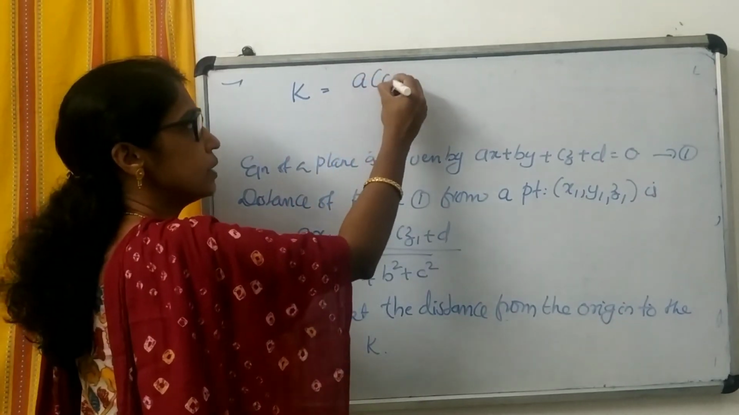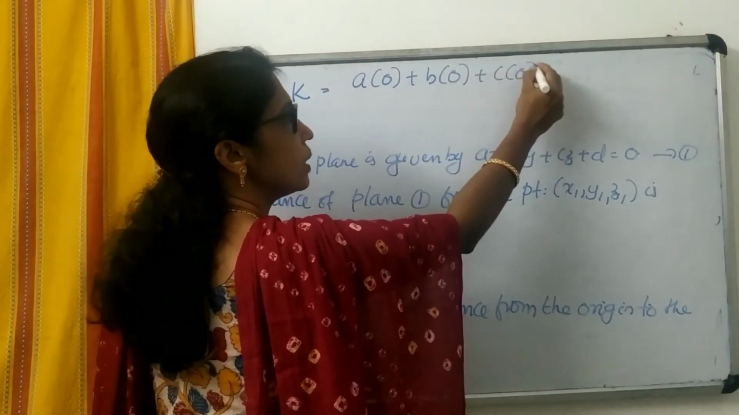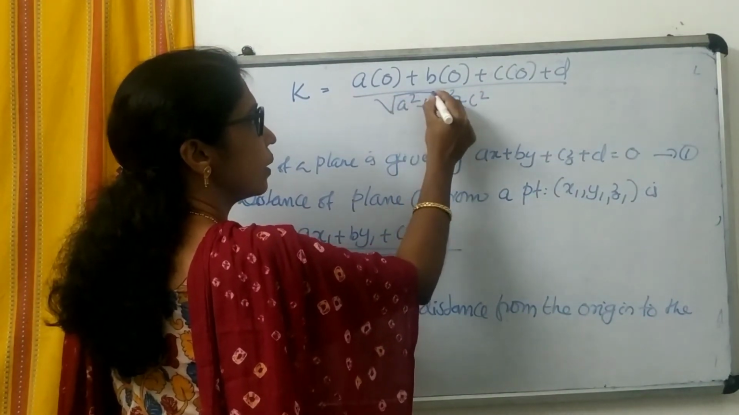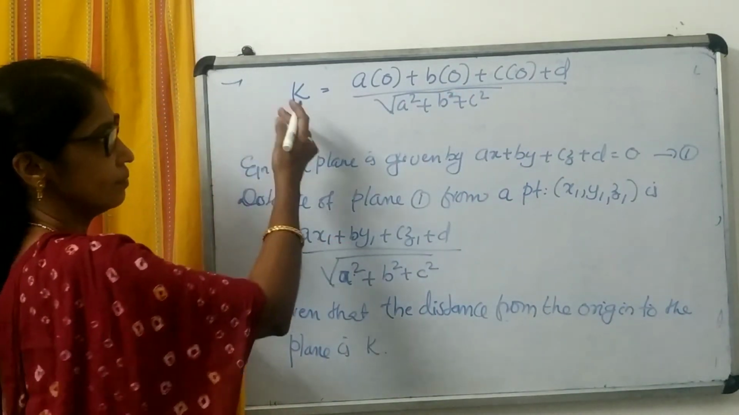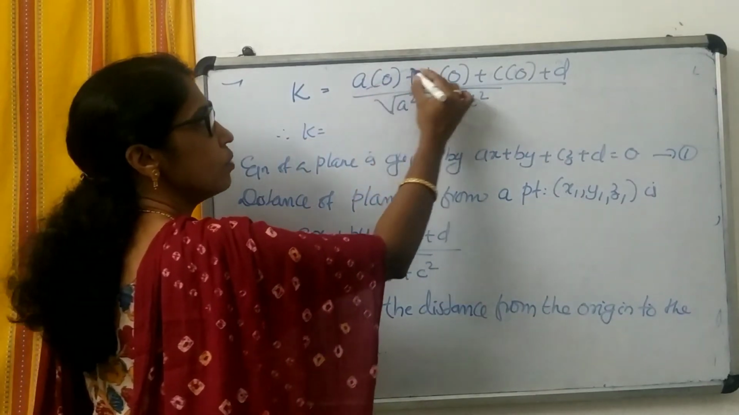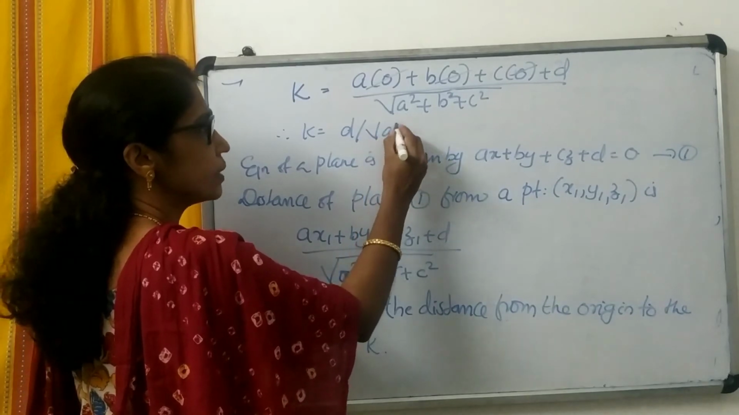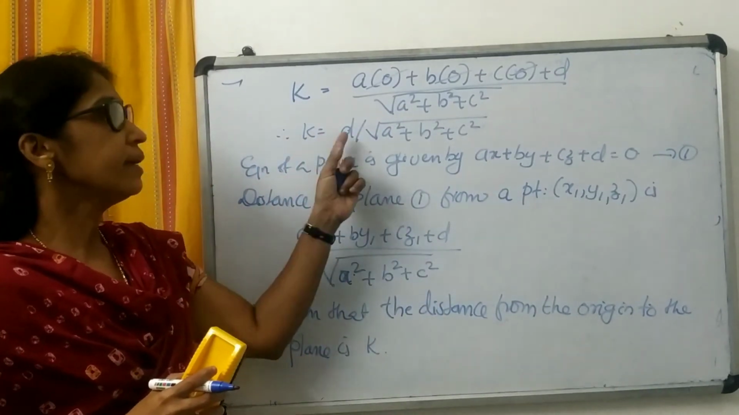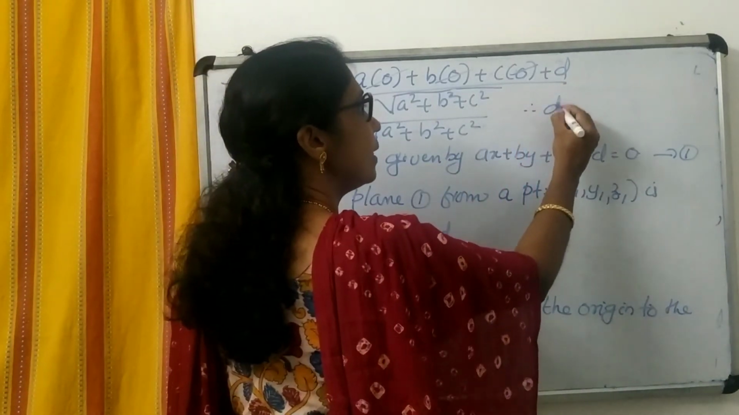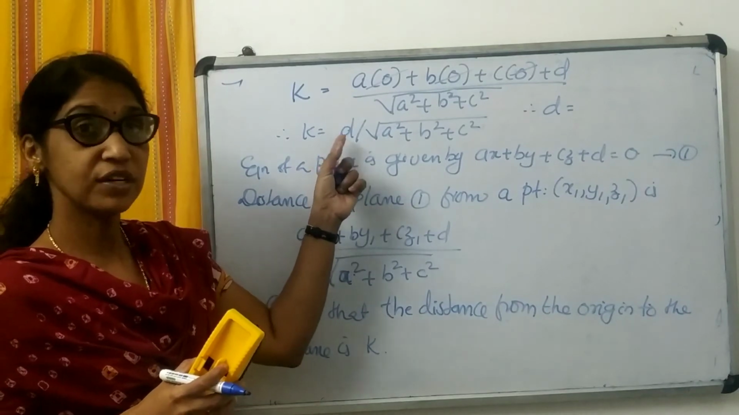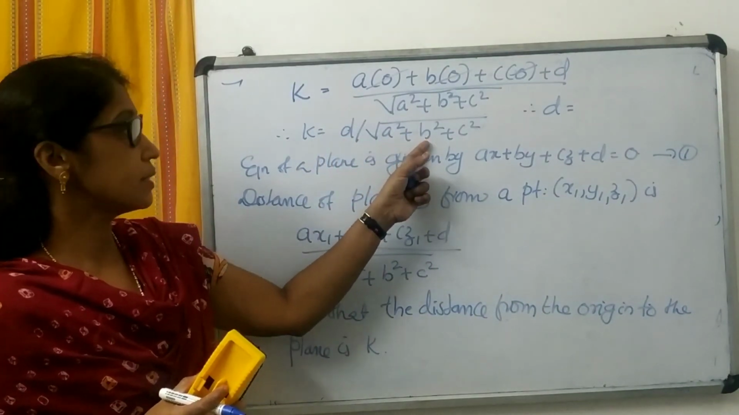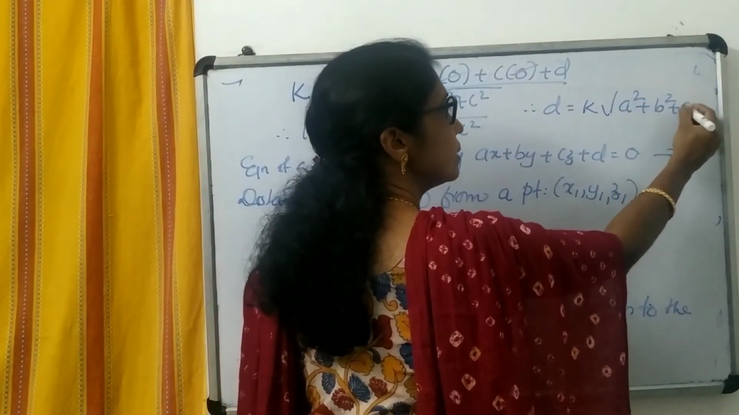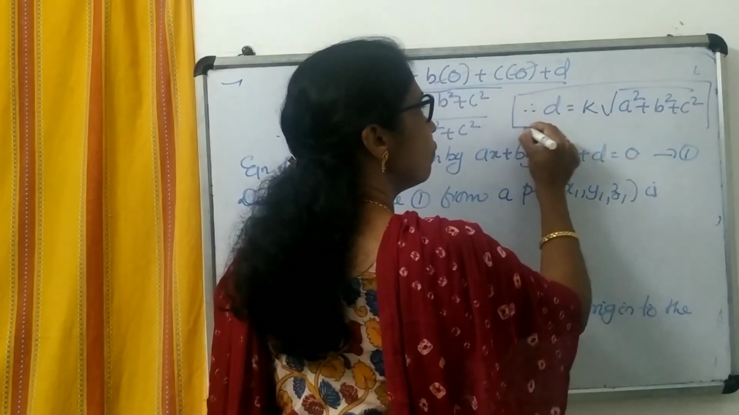So this is equal to a into 0 plus b into 0 plus c into 0 plus d divided by root of a square plus b square plus c square. Therefore we get k is equal to, this all becomes 0, d divided by root of a square plus b square plus c square. And therefore what will be d? From this equation we can write d in terms of a, b, c. This root of a square plus b square plus c square comes to the left side. So d is equal to k into root of a square plus b square plus c square. So we get d in terms of a, b and c.